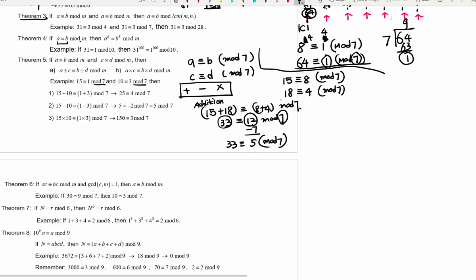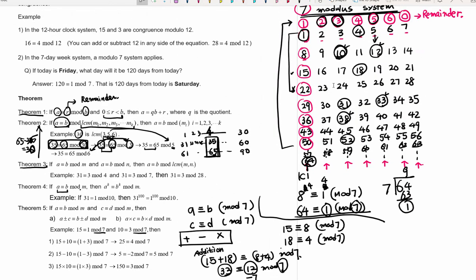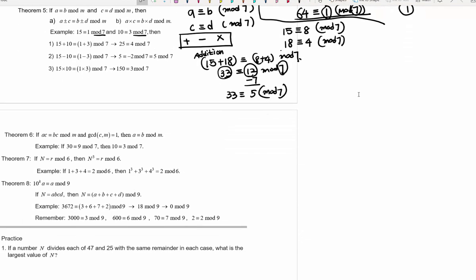And also 33 and 5 is in the same column. Can you see that? 33 and 5 in the same column. Okay? So when you have less than seven numbers, this number. What that means, now you can say when 33 is divided by 7, the remainder is 5. Our concern is what? The remainder. Okay? That is always working.